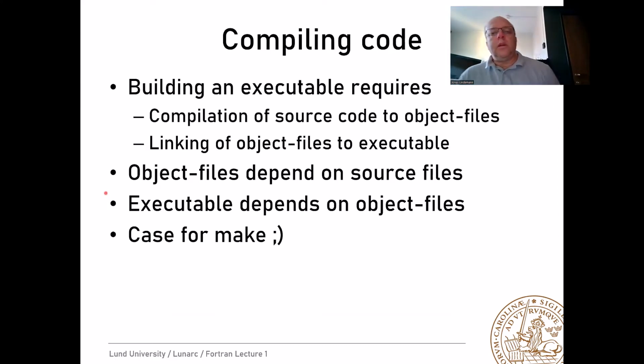If you look at how you build source code files, building an executable requires you to compile source code to object files, which I have shown you in some slides when I did Fortran, and link object files into an executable. The dependencies here are that object files depend on the source code files, and the executable depends on object files. So you can see already here we have a case for make.